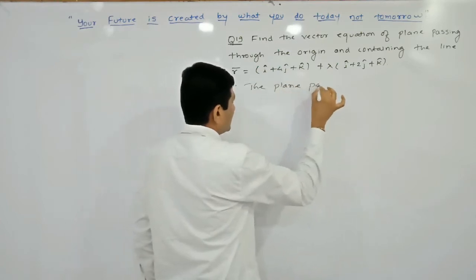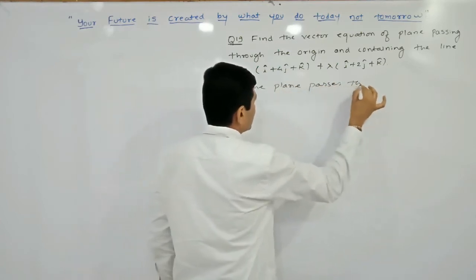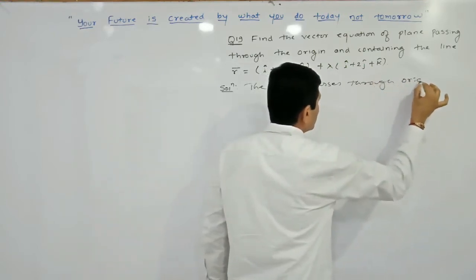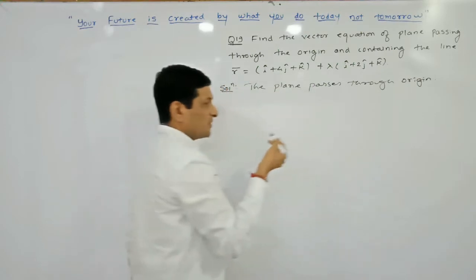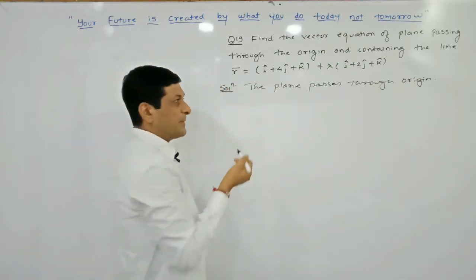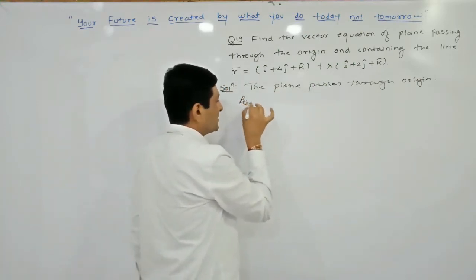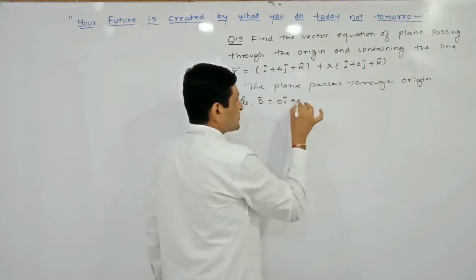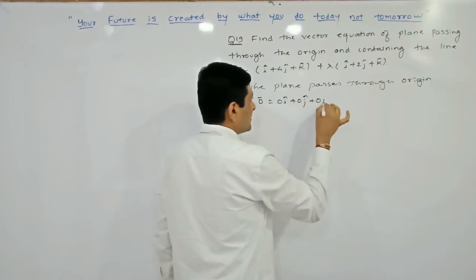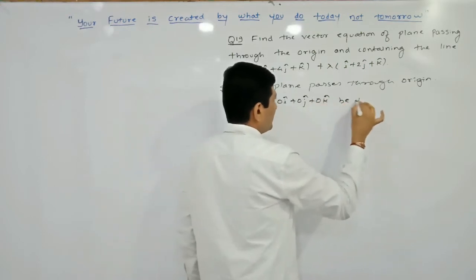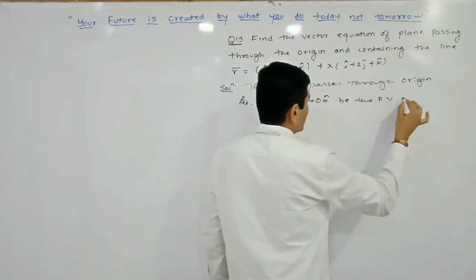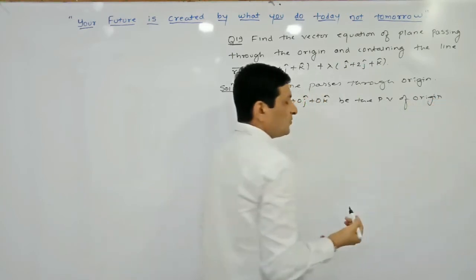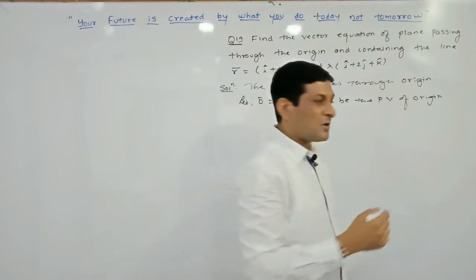The plane passes through the origin, which means the origin is one point on the plane. So let us denote its position vector by O bar. Let O bar is equal to 0 i cap plus 0 j cap plus 0 k cap be the position vector of the origin, isn't it?